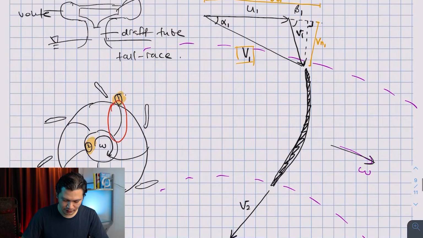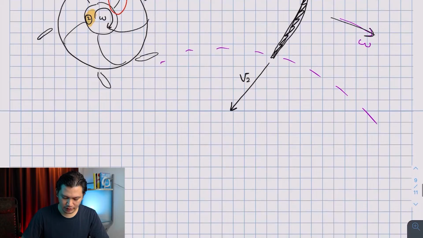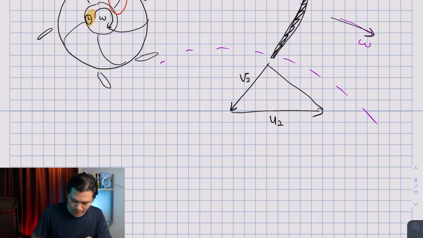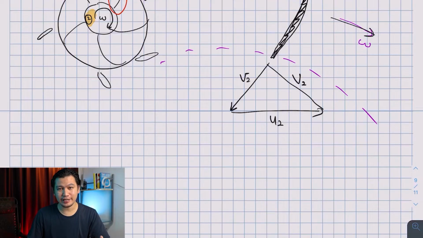And then you have the blade velocity, which is going from left to right. So this is your U2. And U2 plus small v2, you get the capital V2, that is your absolute velocity at exit, right? And as usual, between absolute and blade velocity, you have the alpha 2, and between the relative velocity and the blade velocity, you have the beta 2.